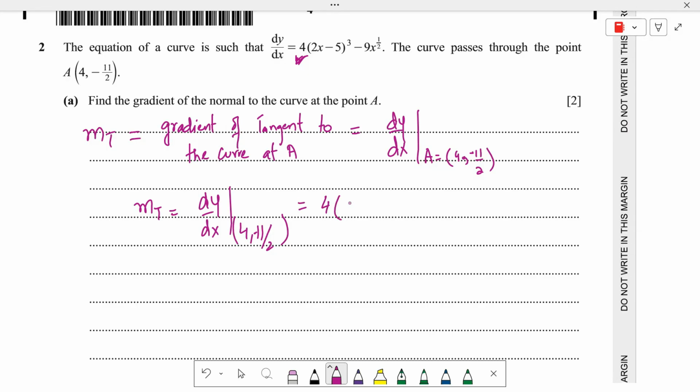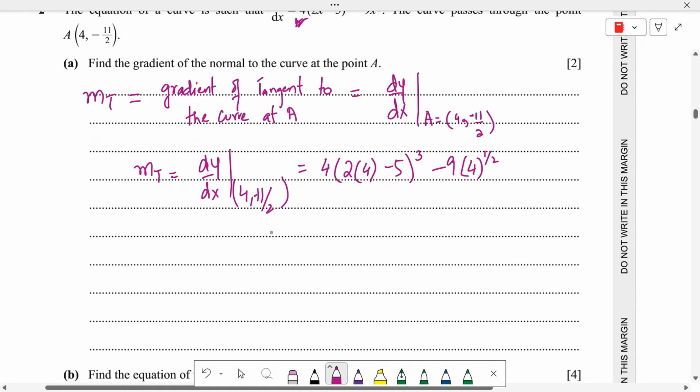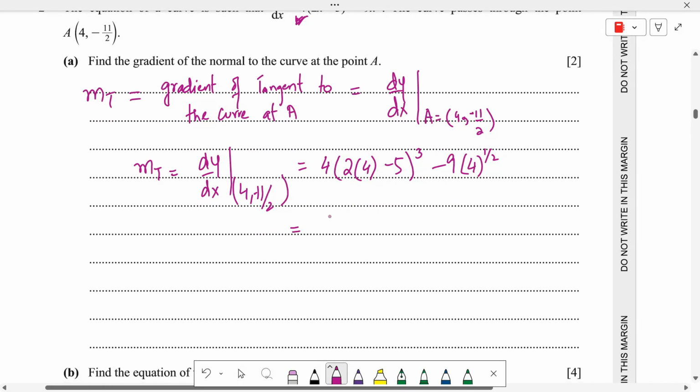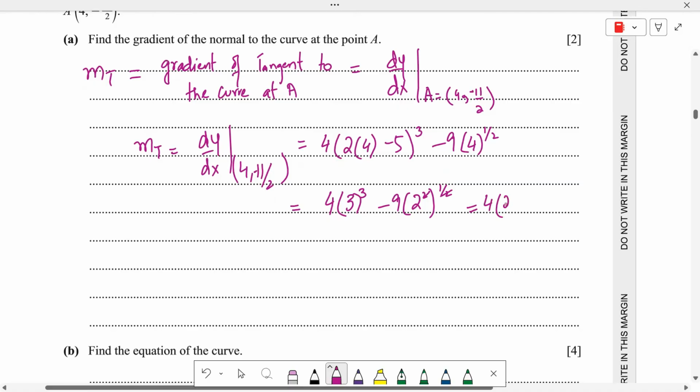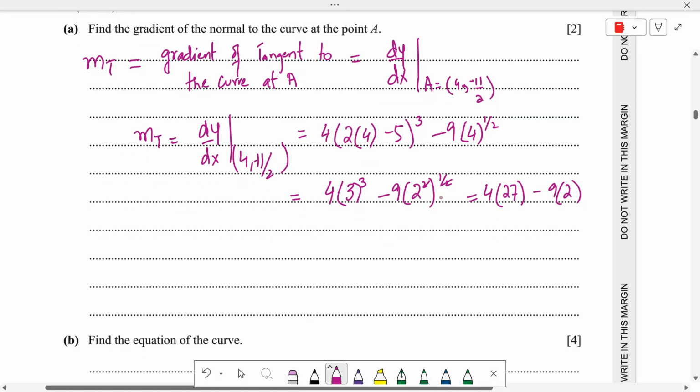This is equal to 4 times (2x minus 5) whole cube, meaning 2 times 4 minus 5, minus 9x, which is 4 to the power of half. This is equal to 4 times 3 cube minus 9 times 2, since 4 to the power of half is 2. This is equal to 4 times 27 minus 9 times 2, which is 108 minus 18, which is equal to 90.